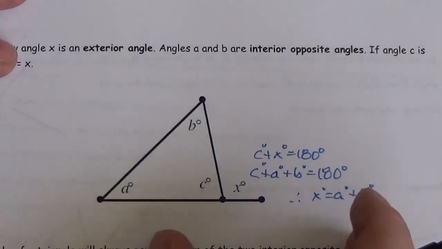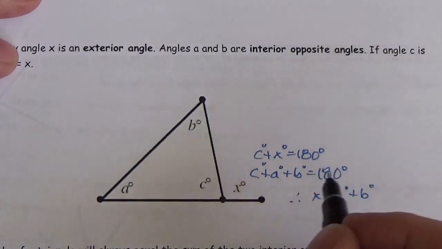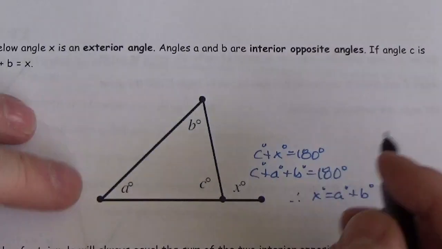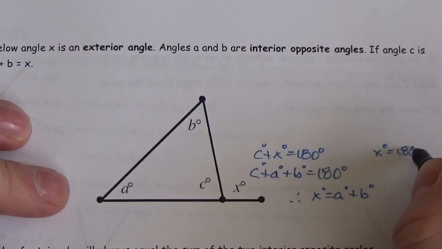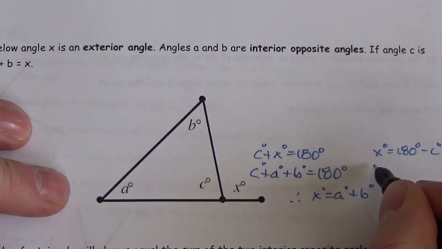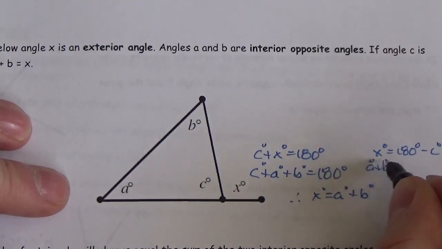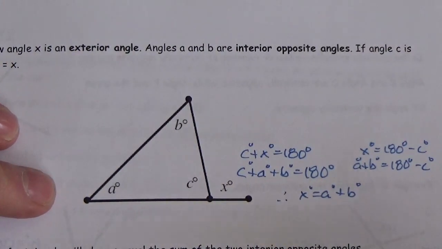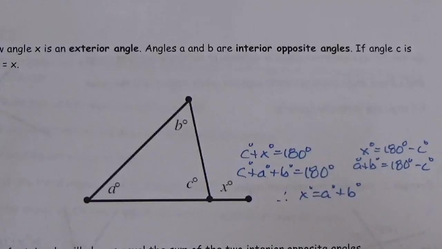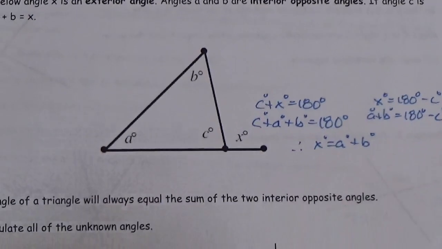We could do this algebraically if we wanted as well. What we might have done, just to take it one step further, was to say that X is going to equal 180 degrees minus C degrees. A plus B is going to be 180 degrees minus C degrees. And notice they are both equal to the same thing, so those two must be equal to each other. So that's the rule right here.